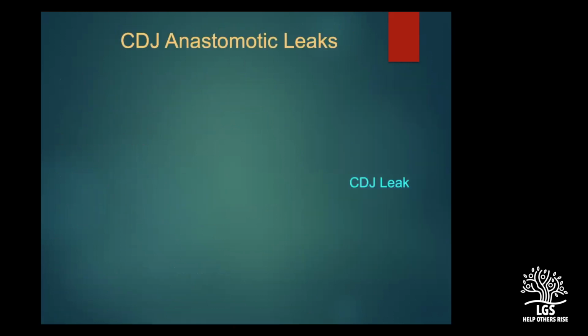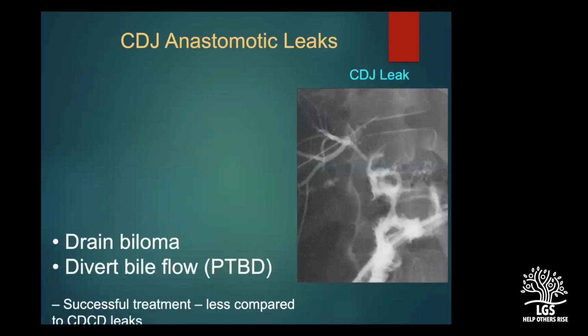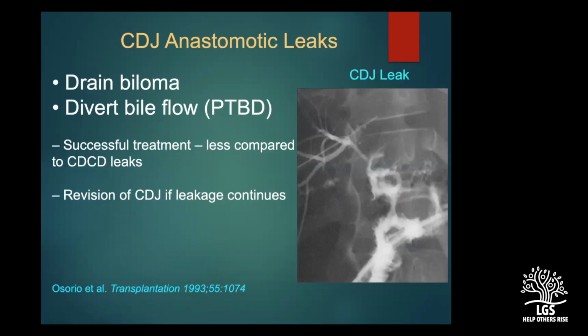And again, anastomotic leaks with the HepJ. Again, the concept is exactly the same. We have to drain the biloma and we have to divert the bile flow. Sometimes when there is a leak, all the ducts are decompressed. So when the ducts are decompressed, if we have to divert the bile flow using a PTBD technique, it can be really challenging to interventional radiologists.